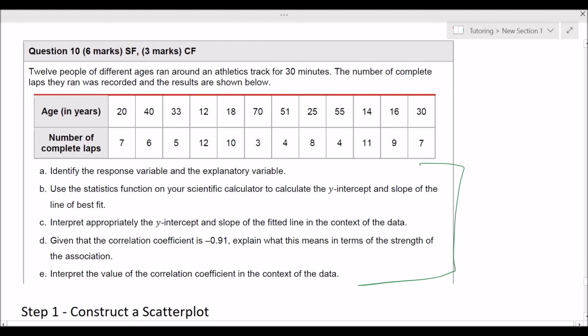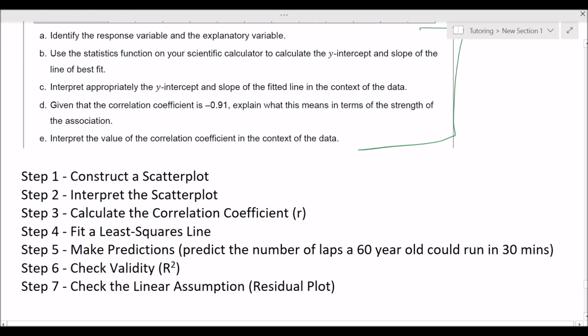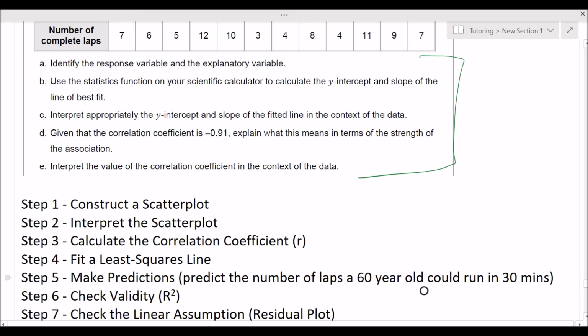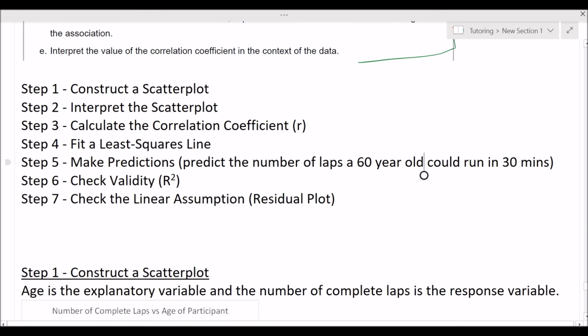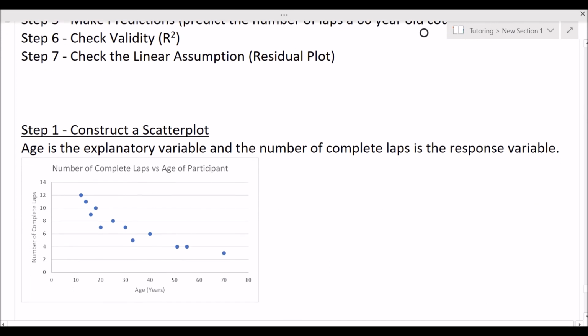So with that data, the first thing I would like you to do is construct a scatter plot. Go ahead and do that. Okay, so here's what your scatter plot should look like. Age is the explanatory variable, so that should be on the x-axis, and the number of laps completed is the response variable, so that should be on the y-axis. So hopefully you were able to do that.